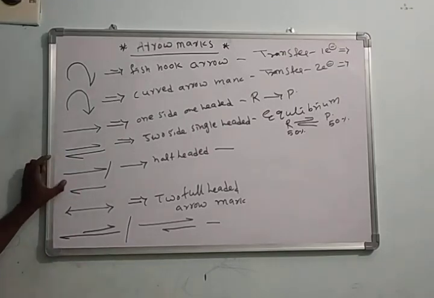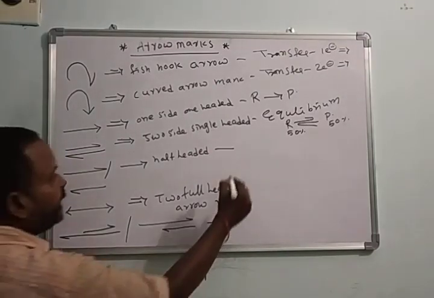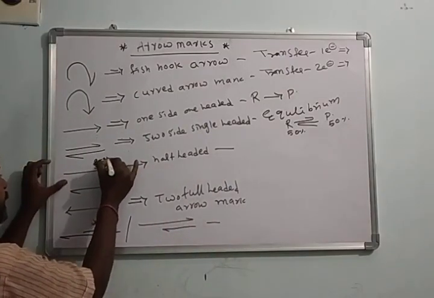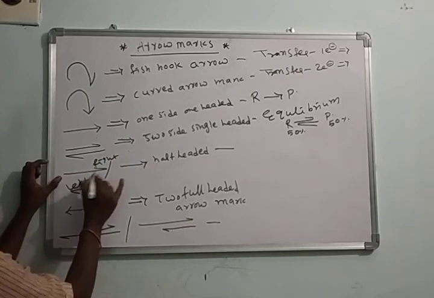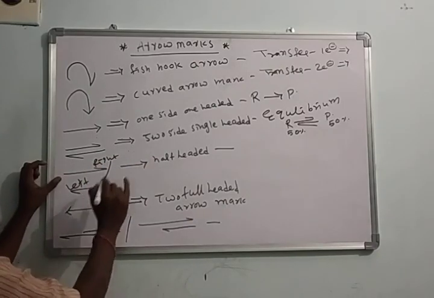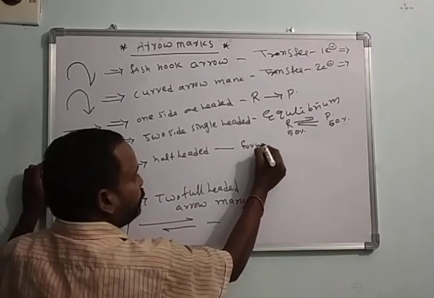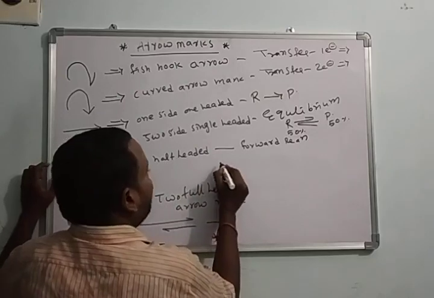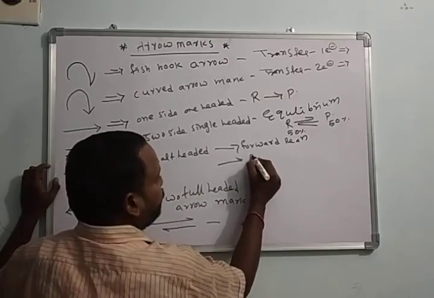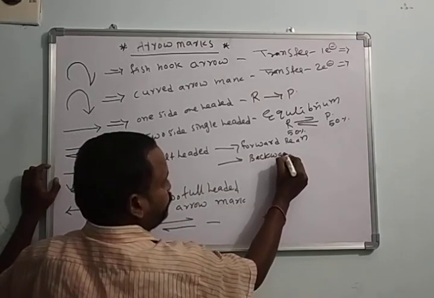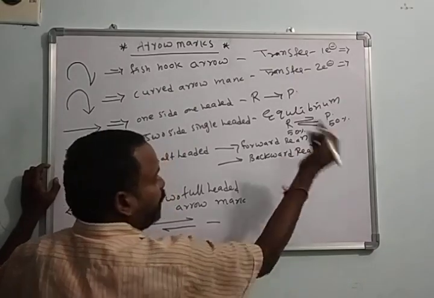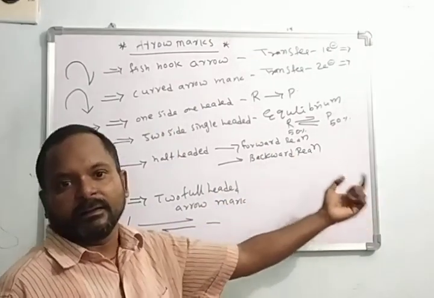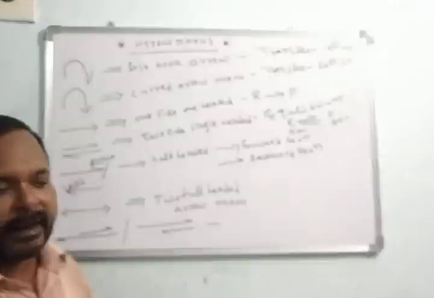Single headed, half headed: half headed indicates the right side or the left side. The right headed mark indicates the forward reaction, and the left headed arrow mark indicates the backward reaction. Forward reaction means reactants to products. Backward reaction means products to reactants.